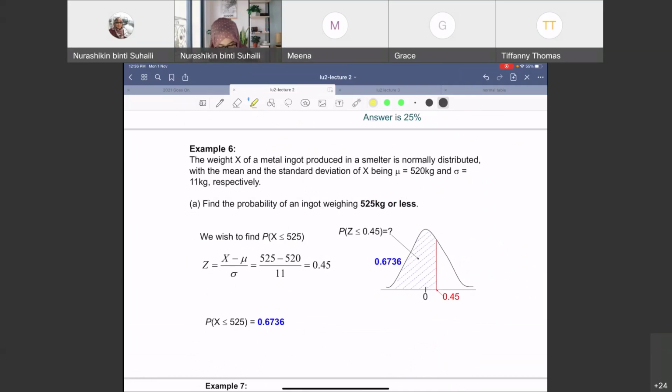Okay, another question. The weight X of a metal ingot produced in a smelter is normally distributed with the mean and standard deviation of X being mu 520 and sigma 11. Find the probability of an ingot weighing 525 kilograms or less. Okay, now this one is the X value.